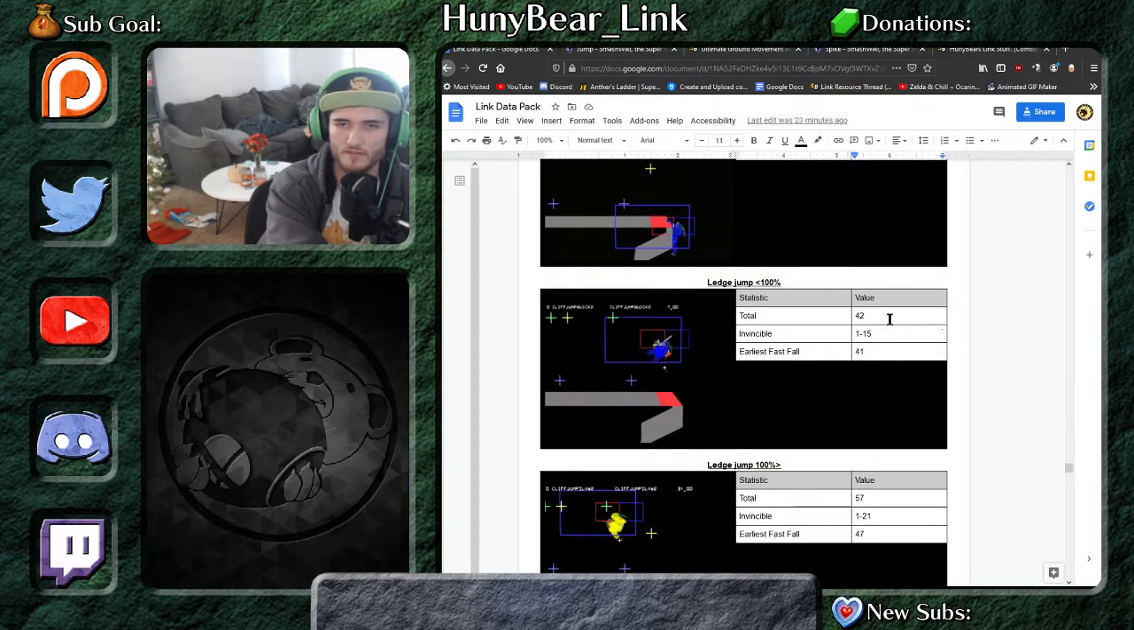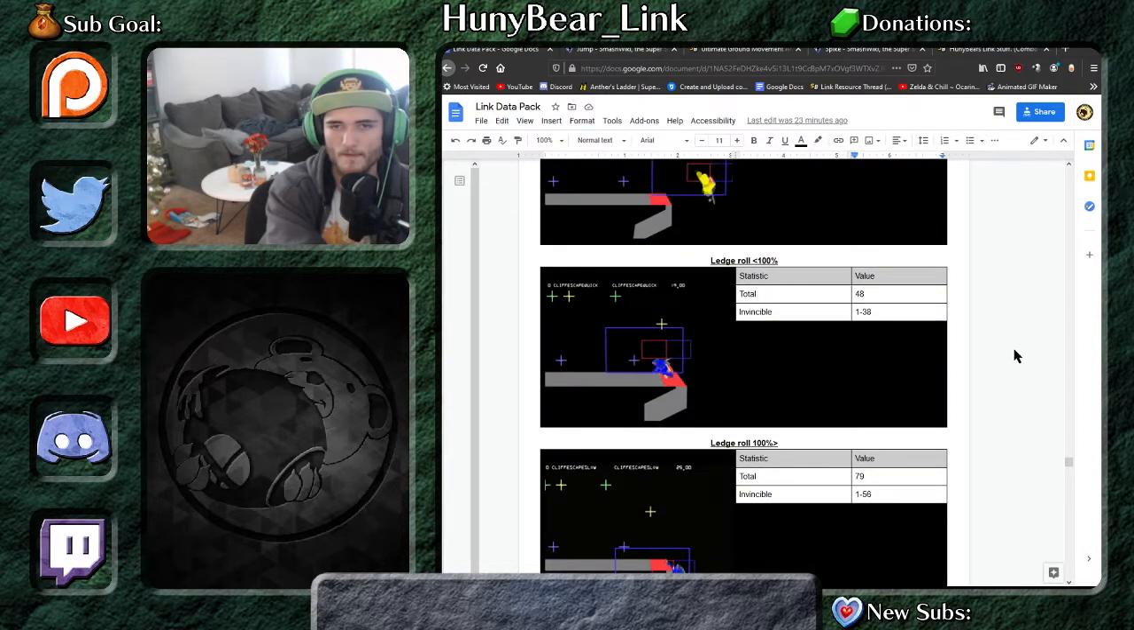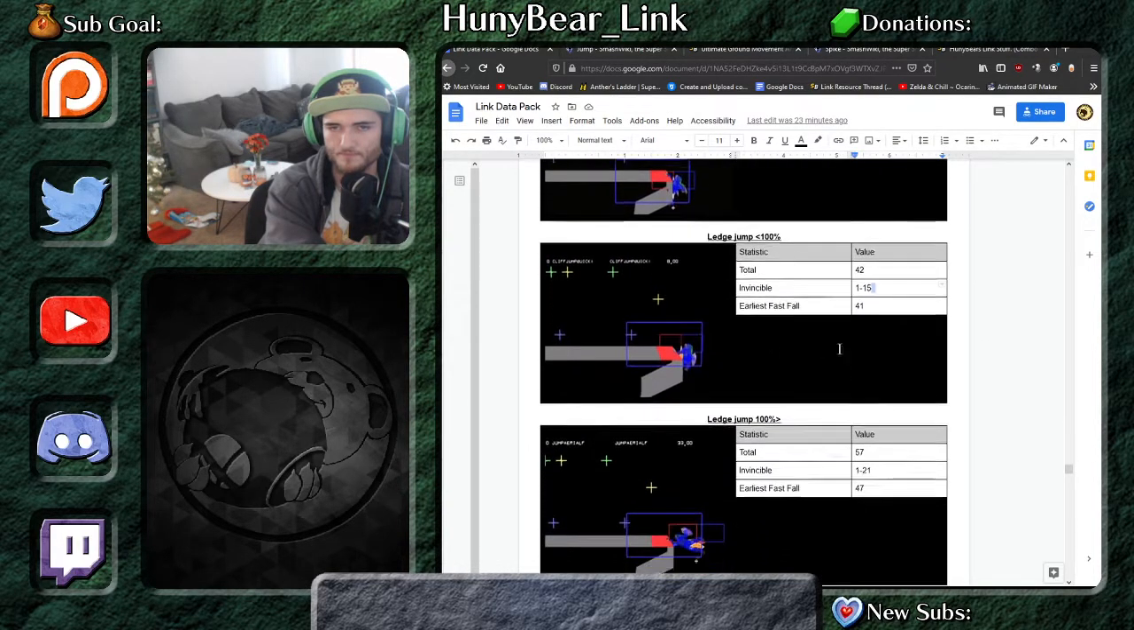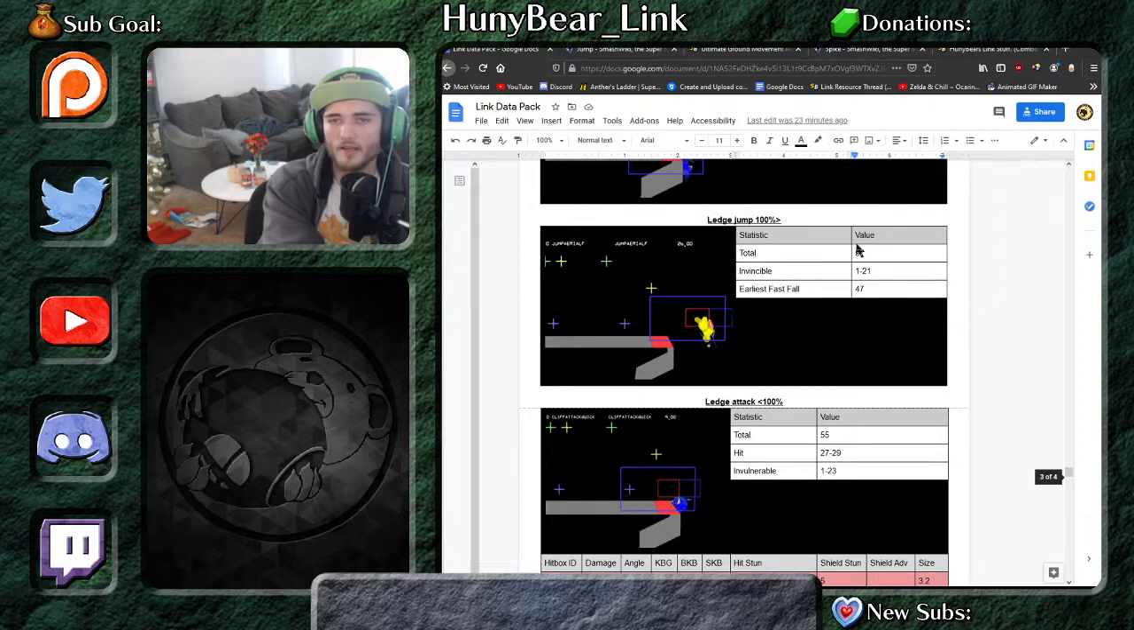So in the case of jumping from ledge. See how you're invincible from frames... Yeah, so here, in this instance, you were actually vulnerable for the entirety of time you jumped, but if you refresh, you're going to be invincible frames 1 through 15, which is pretty cool. So you got your roll animation, you got your bad roll animation. Ledge jump, frames 42. Invincible 1 through 15. Earliest fast falls 41. So you could actually get all the way to platform height before you're vulnerable again. You got your bad ledge jump.